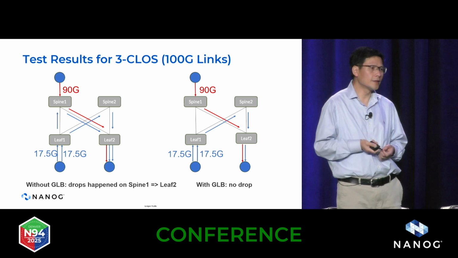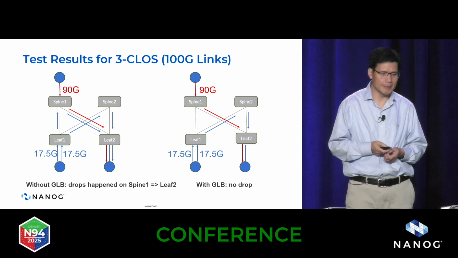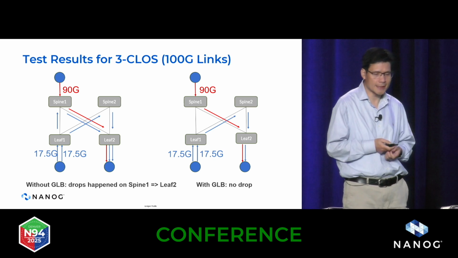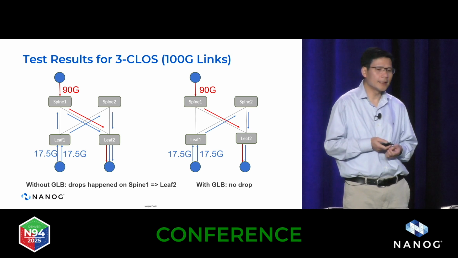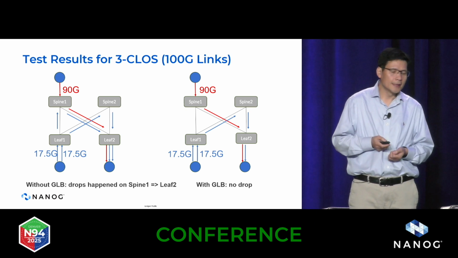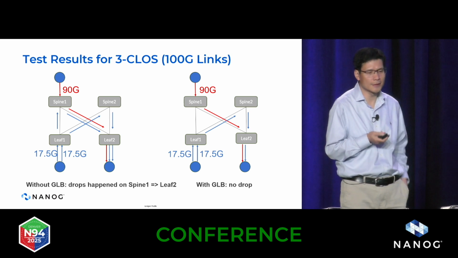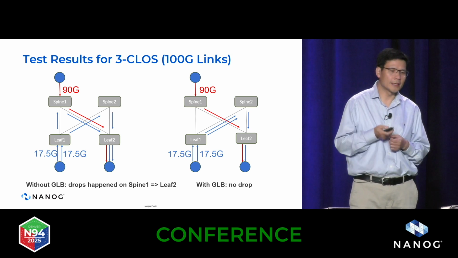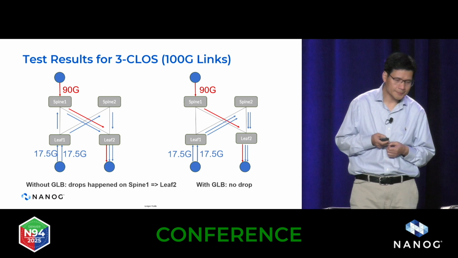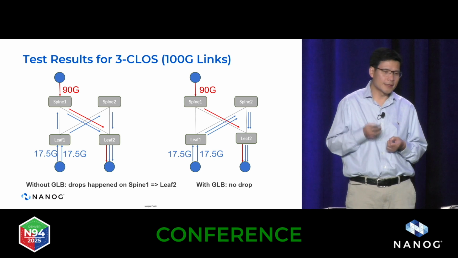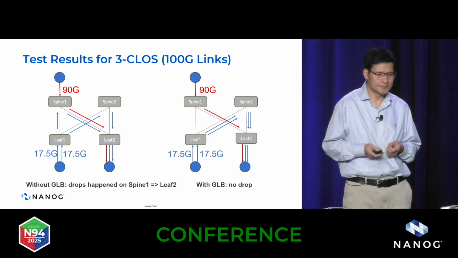Now let's add another flow of 17.5 gig towards leaf 2 again. So with GLB enabled on leaf 1, he finds that the left path has 90 gig combined, and the right path has 17.5 gig combined. Because of this, leaf 1 will figure out that the second path is less loaded than the first path. So that's why the second flow is hashed onto the link towards spine 2 again. So this shows how GLB can help to avoid the congestion on the link from spine 1 to leaf 2.